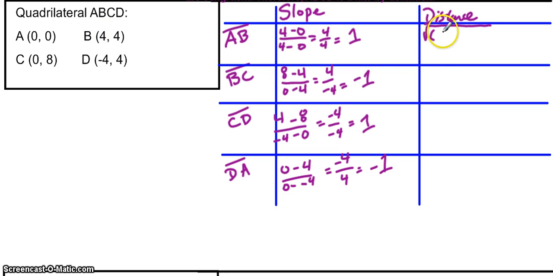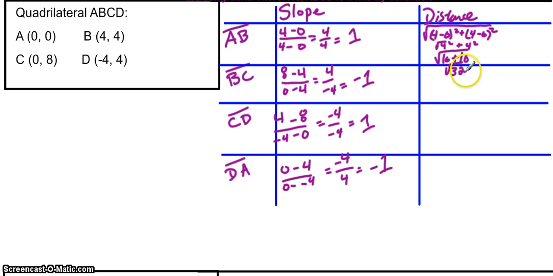X2 is 4 minus X1 is 0 squared plus, let's see, 4 minus 0 squared gives us 4 squared plus 4 squared under that square root still. 4 squared is 16 plus 16, still under the square root. That's the square root of 32.